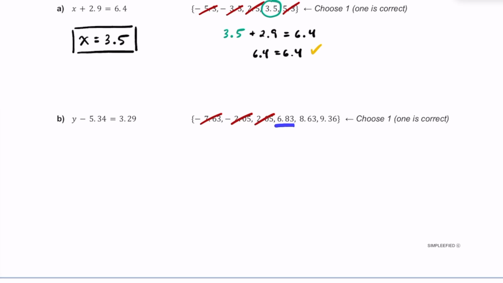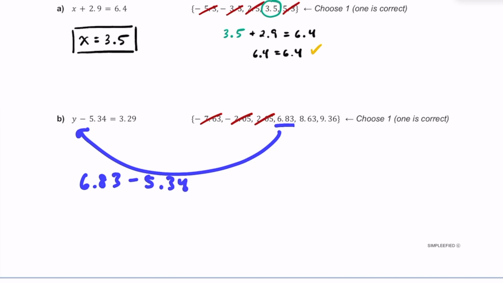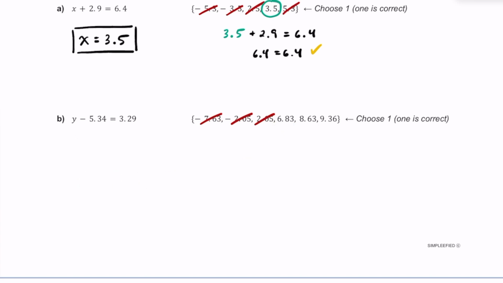Maybe the 6.83 is promising. Let's plug that in here. 6.83 take away 5.34. I don't think that's enough either, because I think this is going to be 1 point something, right? 6 point something minus 5 point something. Looks like that would be $1 something if you're talking about money. So again, we're trying to get to 3.29, so I don't think that's going to work either.